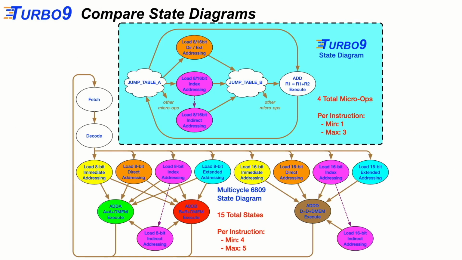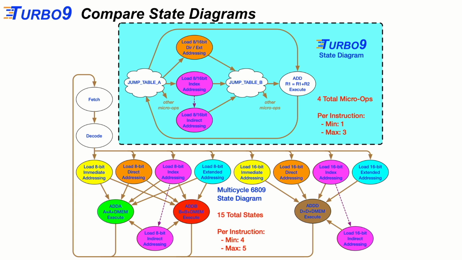So let's compare our state diagram. You're familiar with the one on the bottom. So how does this translate now for the Turbo9? Let's just start somewhere randomly. Let's just start in the execute state. Okay, so I'm at the execute stage. I just did add A immediate, right? And now I go jump table to the next operation.